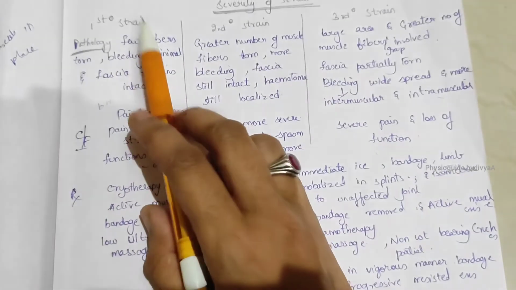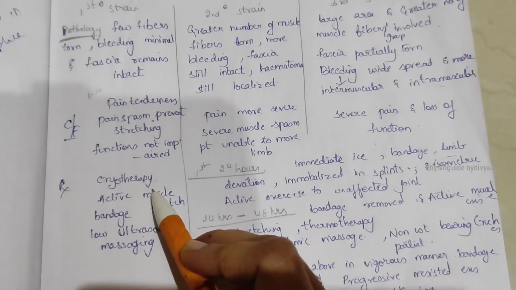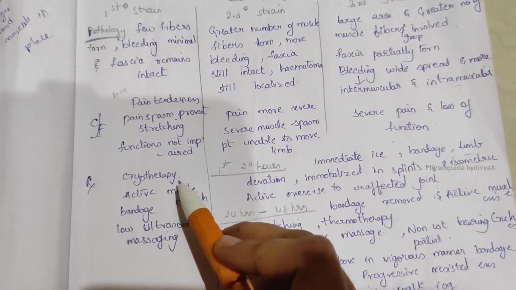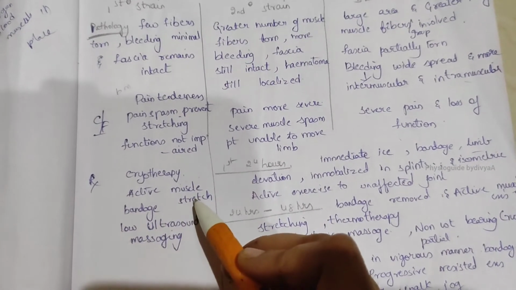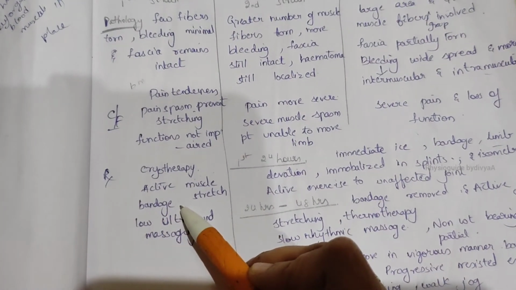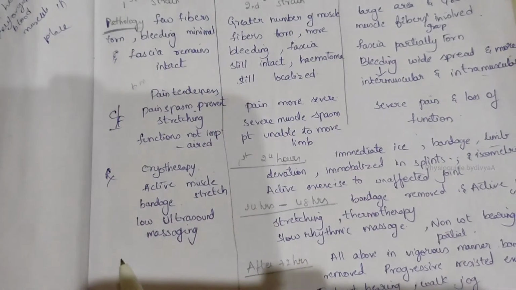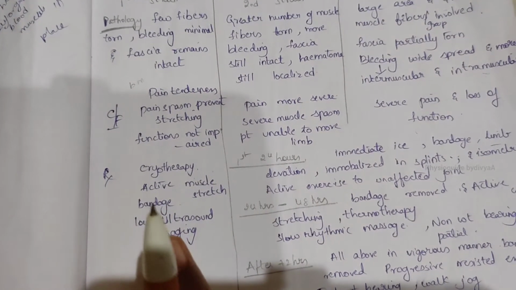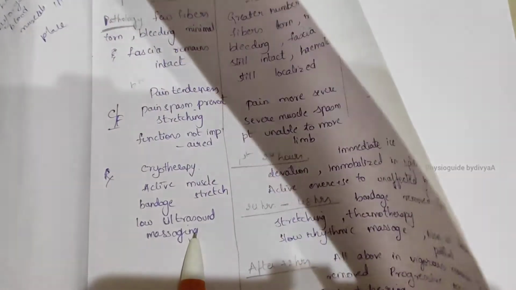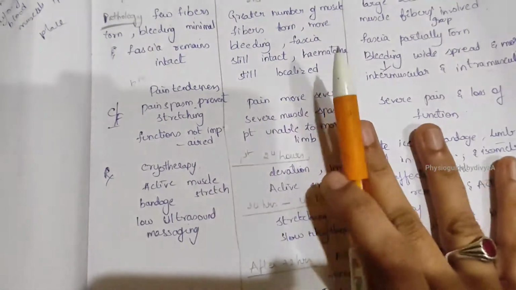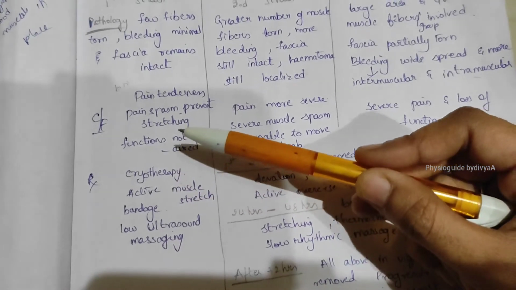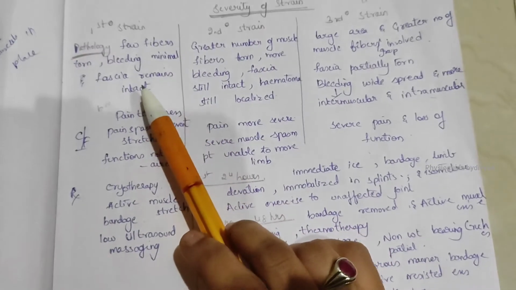So in primary strain only, there will be mild symptoms. We need to give first aid: cryotherapy for 20 minutes and gentle active muscle stretch for 20 minutes to 1 hour. Compression bandaging with optimum pressure, low dose and low power ultrasound helps, and gentle massaging of the surrounding area also helps. If the pain decreases, the patient can do light work the next day.